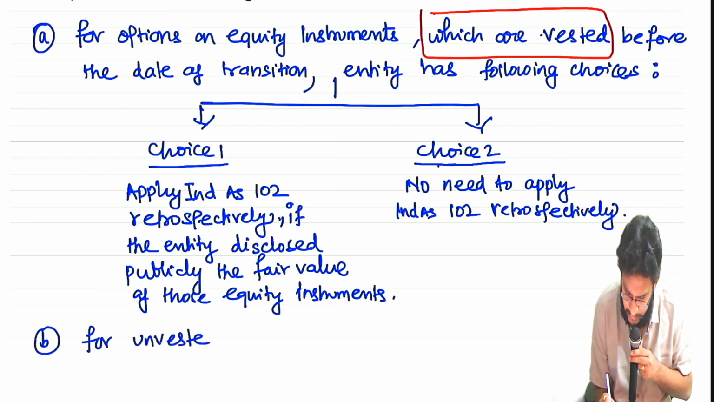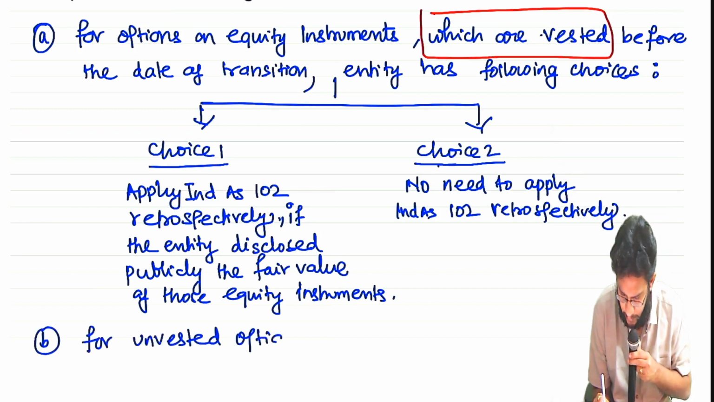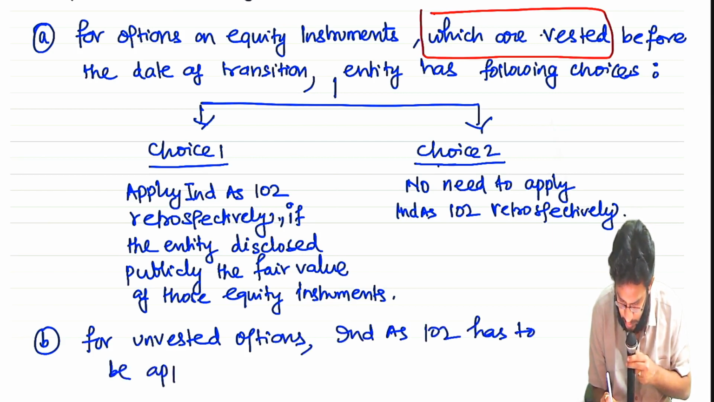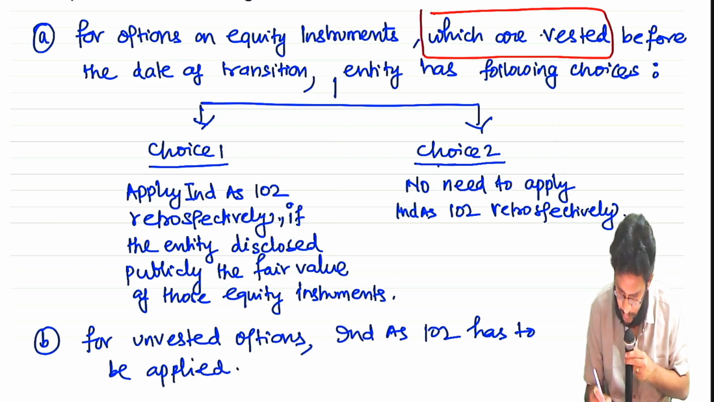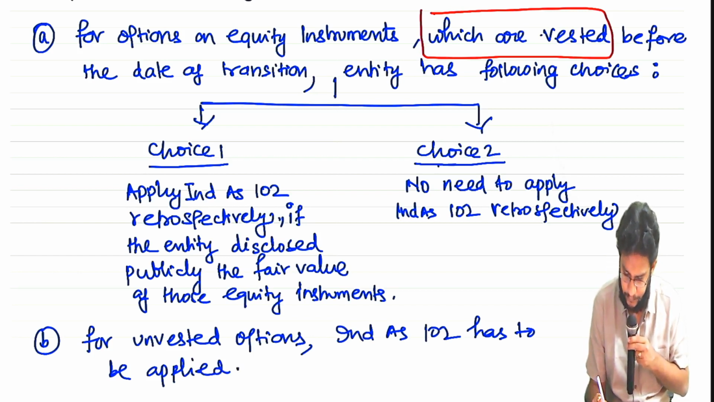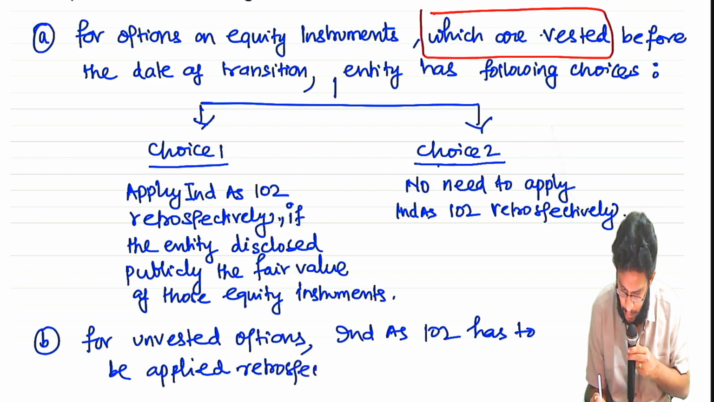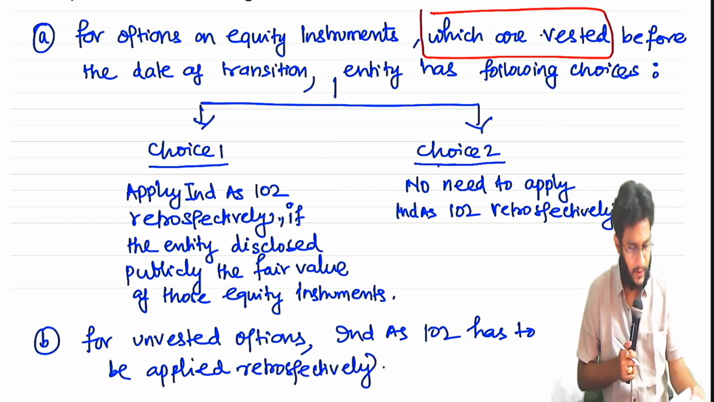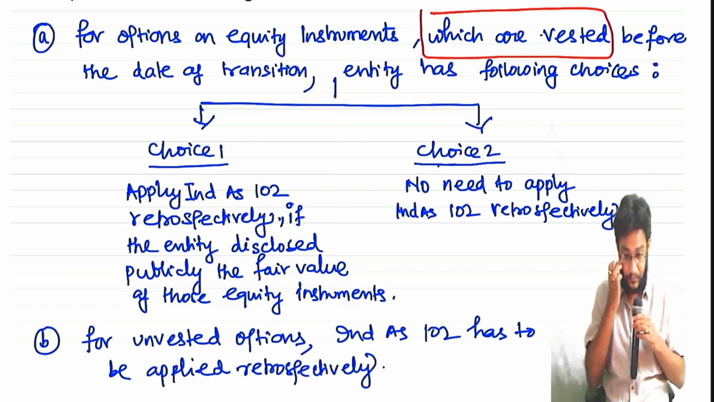For unvested options, Ind AS 102 has to be applied, of course, retrospectively. So there you go, sir. This is regarding share-based payments.